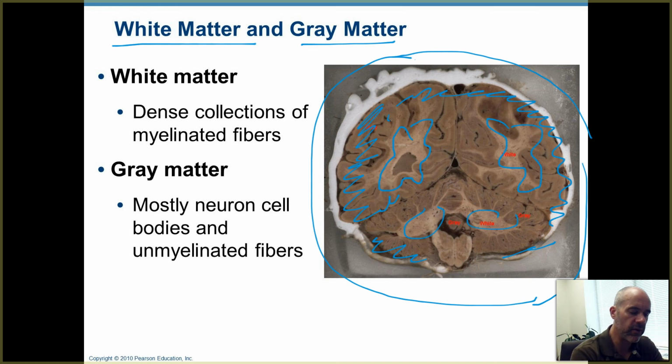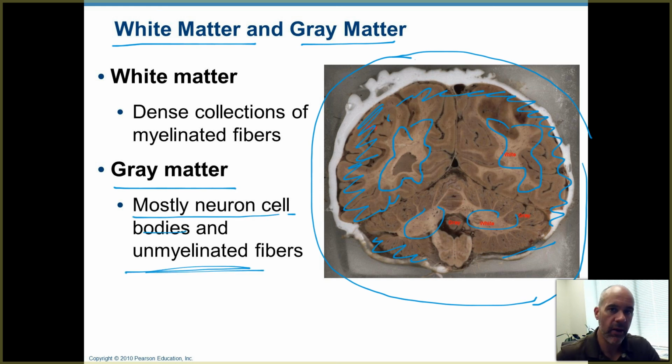So your darker areas are called gray matter, and in your gray matter, that's where you mostly have neuron cell bodies and unmyelinated fibers. Not all axons have myelin surrounding them. Many nerve fibers or axons are unmyelinated. They don't have that insulation. That means their action potentials travel more slowly. If you remember that from Unit 4, myelination helps the nerve impulses travel faster along the axon.